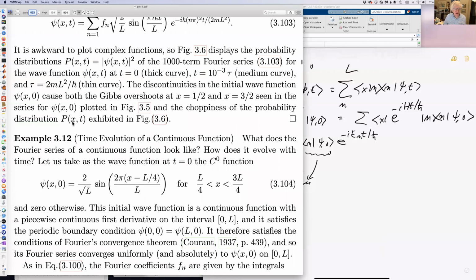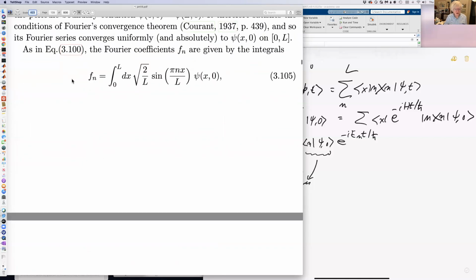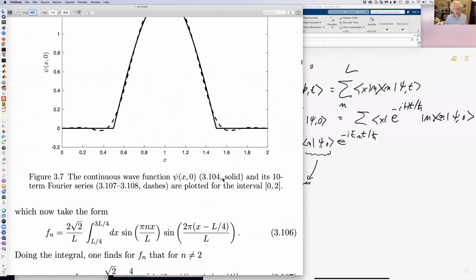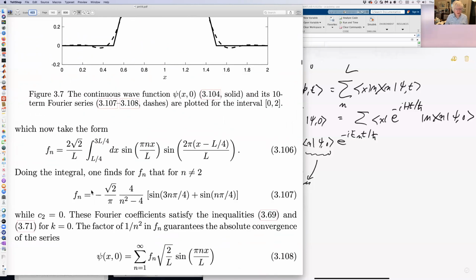let me go over here and start by taking the wave function at time 0 to be a continuous function. So now we've got this continuous function between 1/2 and 3/2 and 0 otherwise. And at x equal to L over 4, it's 0 and then it stays 0. So this is a continuous function. Well, if we compute the Fourier coefficients of this continuous function, we get something whose time evolution is much more peaceful. The nth Fourier coefficient is this. Doing the integral, we get that.